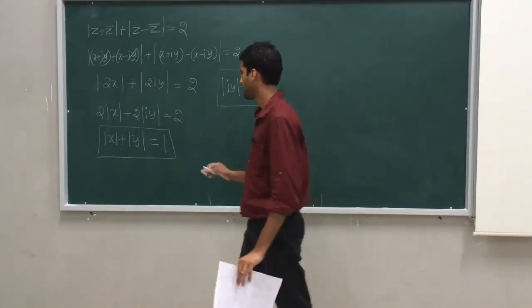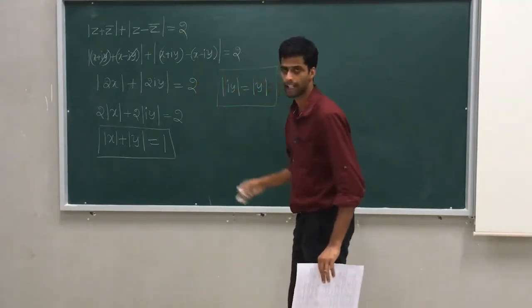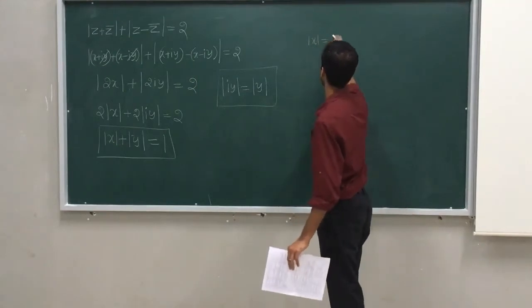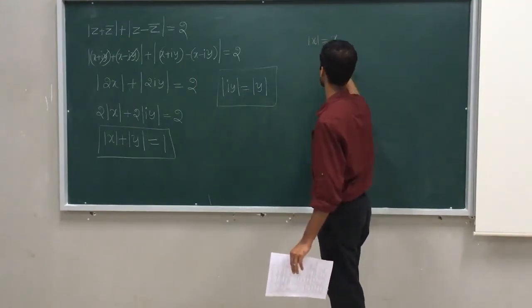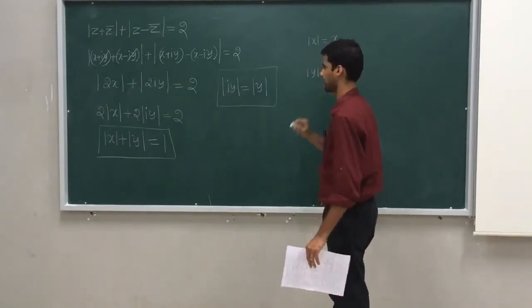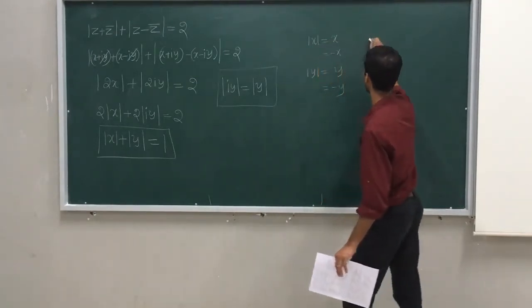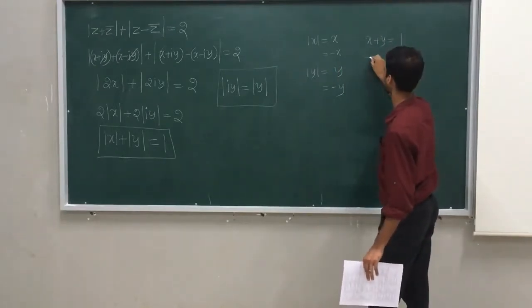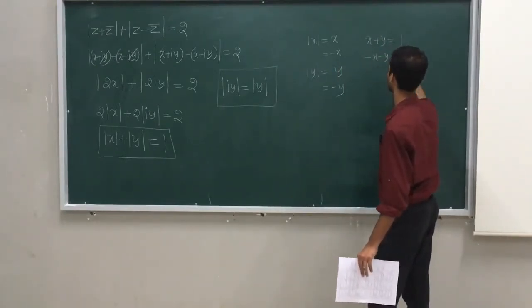Now we all know that mod x has two answers. Mod x is nothing but x. Mod x is nothing but minus x. Mod y is nothing but y. Mod y is nothing but minus y. So one side answer is x plus y is equal to 1. Second side answer is minus x minus y equal to 1.